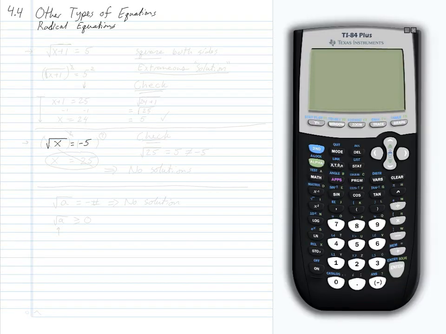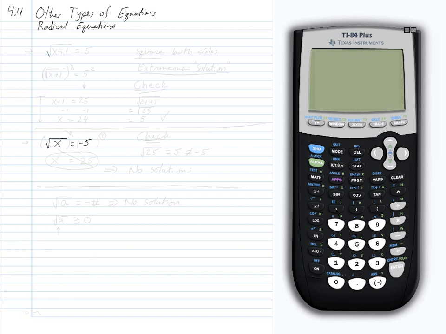Welcome to section 4.4, other types of equations. This section is included in chapter 4 because the techniques of solving quadratics are going to prove helpful in solving these slightly more complicated equations. The first type that we'll be looking at is the radical equation, and that is any equation involving a radical with a variable in the radicand.